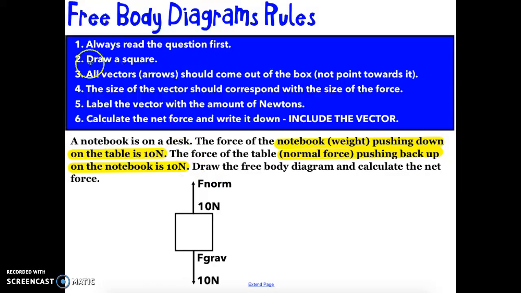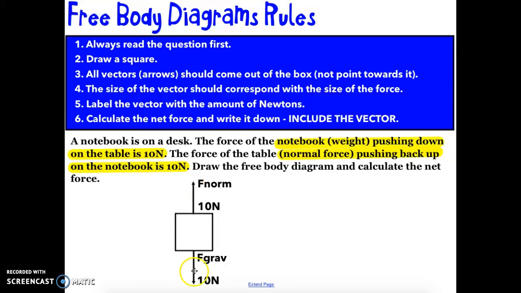So I have everything checked up on here, 1 through 5. I drew a square. I drew my vectors coming out of the box. I knew that one was gravity and one was normal force, so I labeled them. And I also included the amount of newtons from there. Now it's just like any of the ones that we did before, trying to calculate the net force.